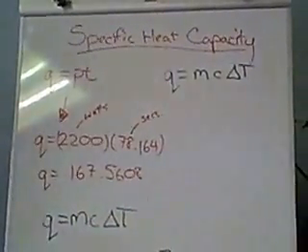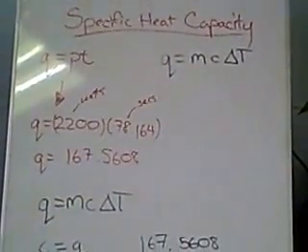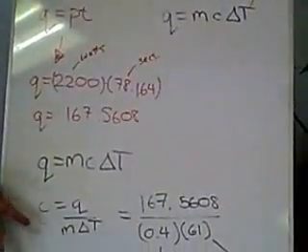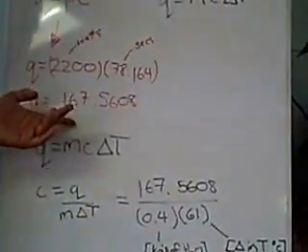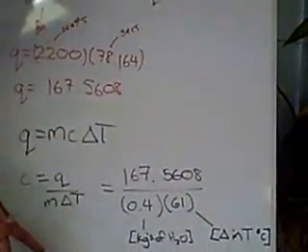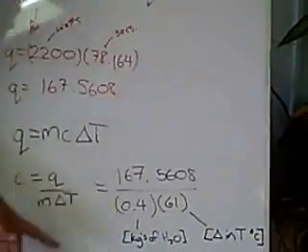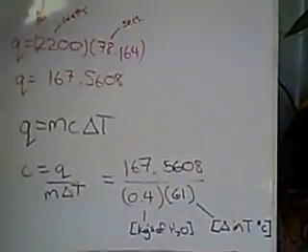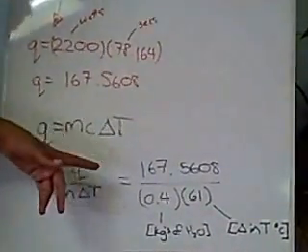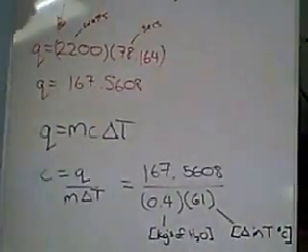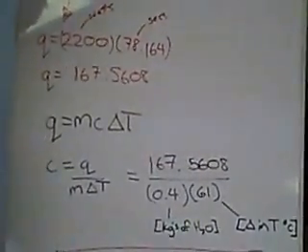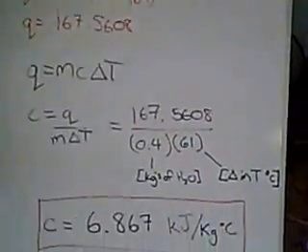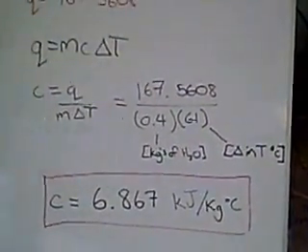After we did that, we plugged it into this formula, Q is equal to MC delta T. We rearranged the formula so that we could find C, and we plugged in our values. We used this Q value on the numerator, and for mass we used 0.4 because 400 milliliters of water weighs approximately 0.4 kilos. Delta T is the change in temperature, and the temperature changed by approximately 61 degrees Celsius. We plugged that into the formula, and in the end we came out with C equals 6.867 kilojoules per kilogram degree Celsius.